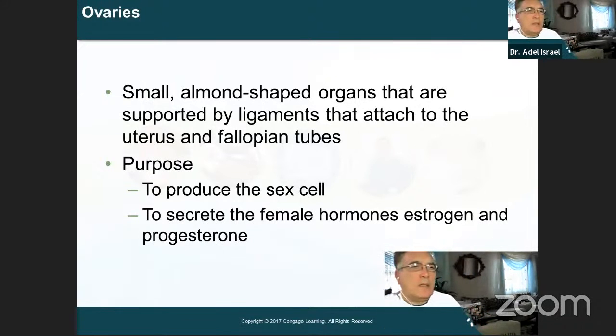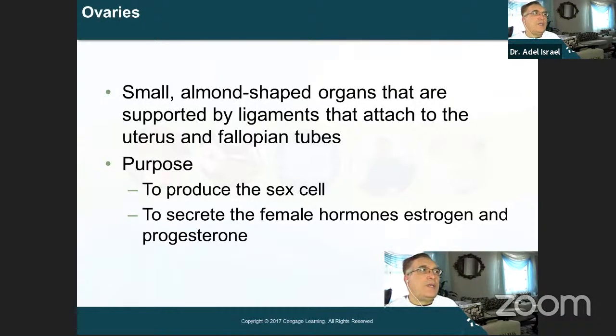We started yesterday talking about the female reproductive system, and we talked about the ovaries and what is the purpose or what is the job of the ovaries. We mentioned it produces female hormones, and we talked about estrogen, and that estrogen is in the first half of the regular cycle, and the progesterone is going to be continuing on the second half of the cycle.